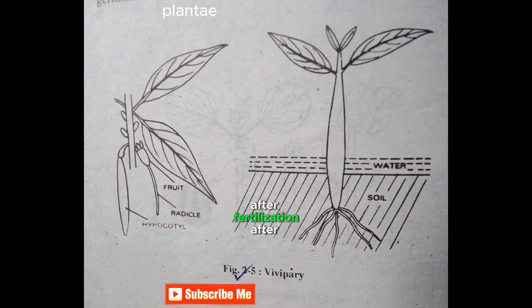After fertilization, the ovary develops into a fruit, and the ovules develop into seeds. A seed also has an embryo, the young plant, stored food for germination, and a protective seed coat. Monocotyledonous: one seed leaf, maize, rice, wheat. Dicotyledonous: two seed leaves, bean, pea, mango.